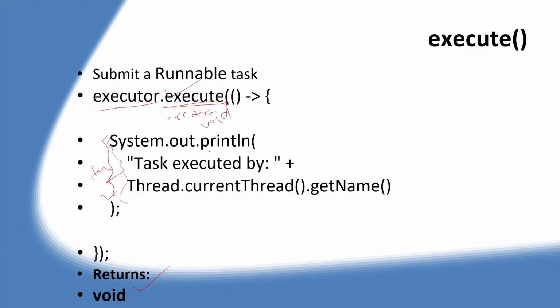Suppose you want to return something as part of this task after completion, then you will use a method called submit. So you will call executor.submit like this. This is another method for providing a task. Keep this difference in mind: submit returns a value and execute returns void. Now we will see the difference between execute and submit.